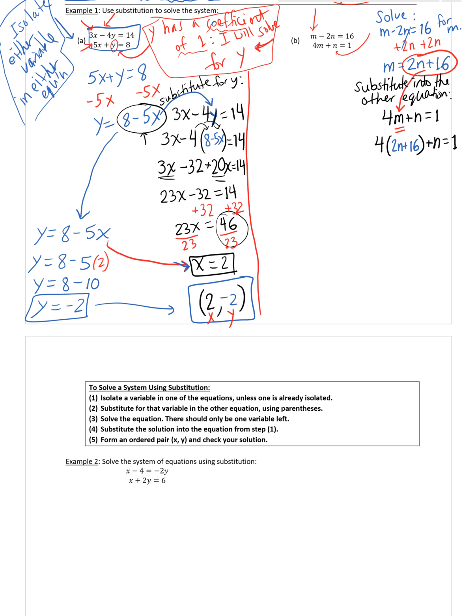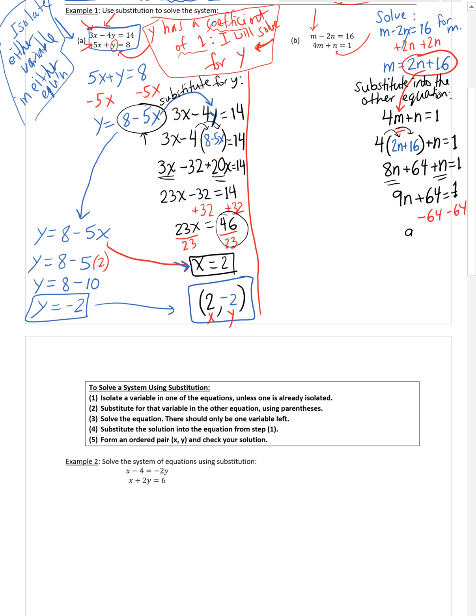So I can solve this, but I'd have to distribute the 4 first. 4 times 2n is 8n. 4 times 16 is 64. Then you have the n that was already there in that equation. That looks good, and we have a couple like terms now. 8n and n make 9n plus 64 equals 1. Now we're ready to start solving for n. The first thing I would do is subtract 64.